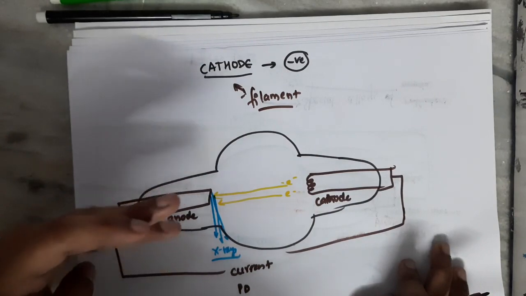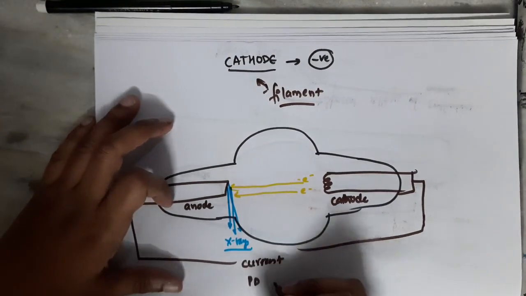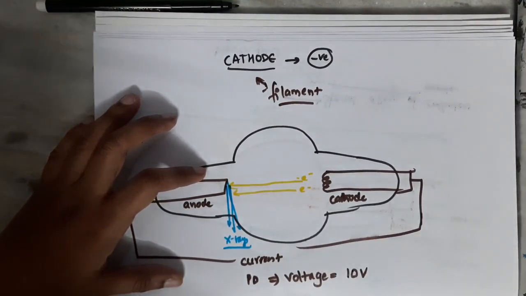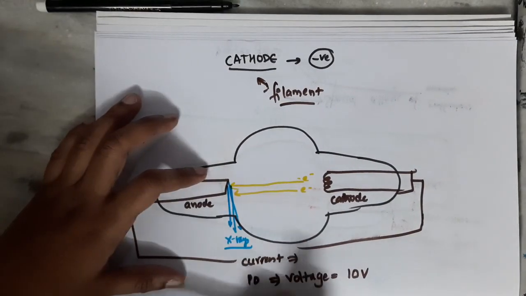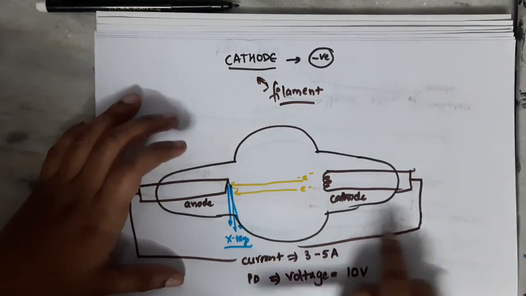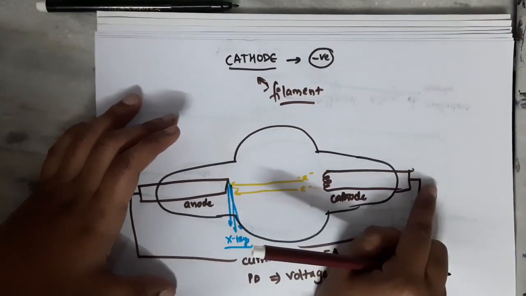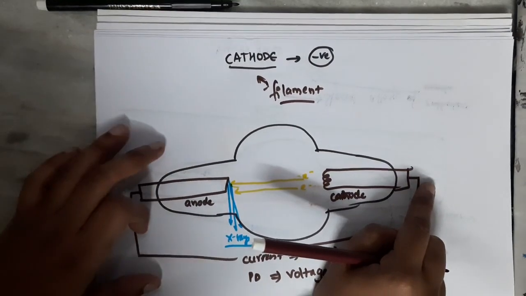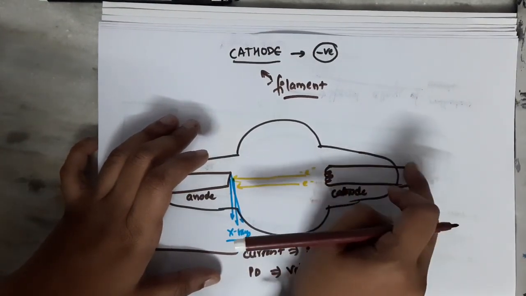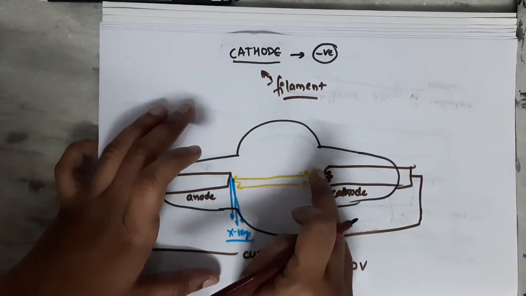These two, cathode and anode, are connected to a high voltage, and this high potential difference is nothing but voltage. They are connected to a voltage of around 10 volts, and a current of around 3 to 5 amperes will pass through this wire and reach the filament. When the current flows through the wire, it will heat the filament, and this filament will produce the X-rays.